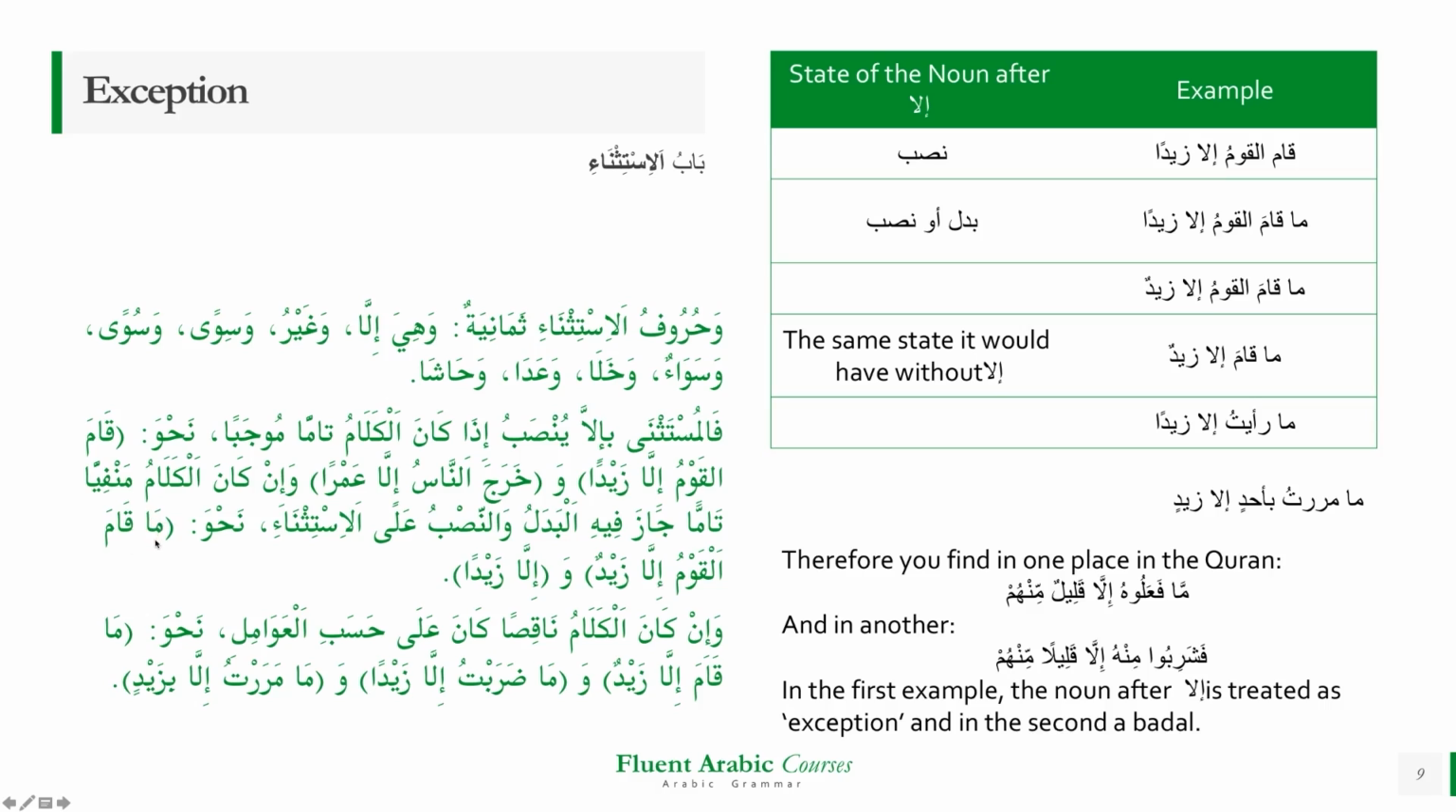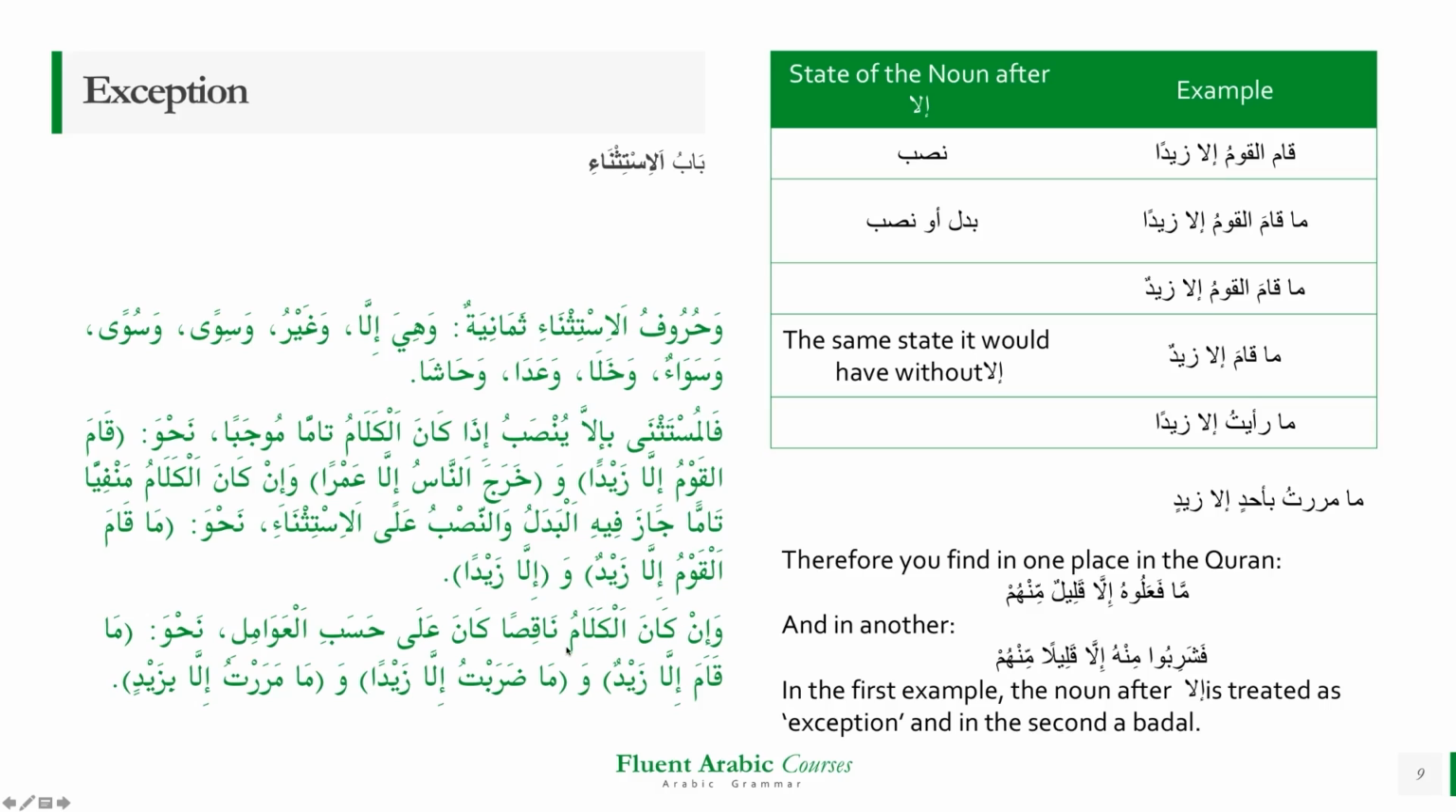So in this sentence, we can either say ما قام القوم إلا زيد. Why is it rafa'? Because it is taking the ruling of badal. So badal on qawm. So qawm is in the state of rafa. So zaydun is also in the state of rafa. Or you can say ما قام القوم إلا زيدا, as in the first instance, because Zayd is the noun of exception or the noun of إلا.